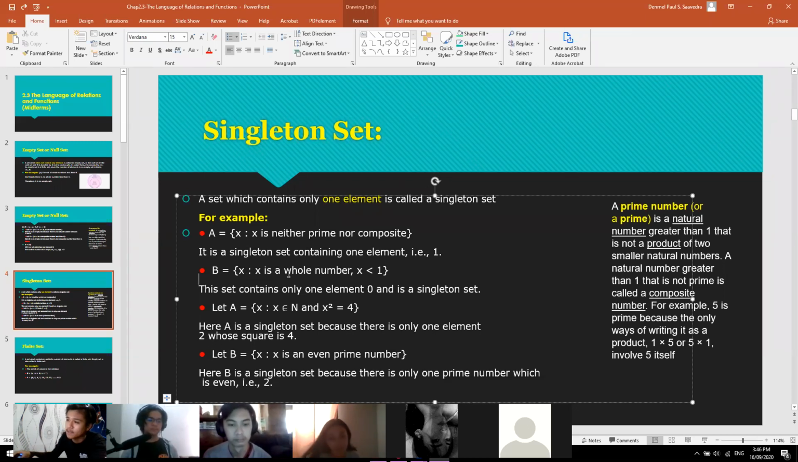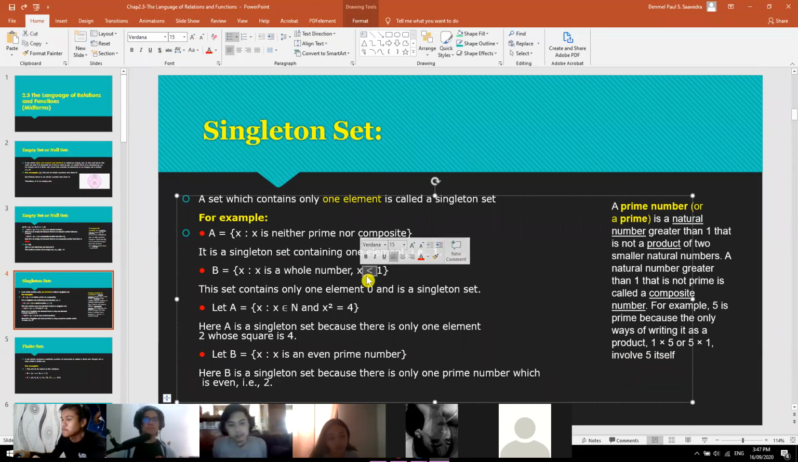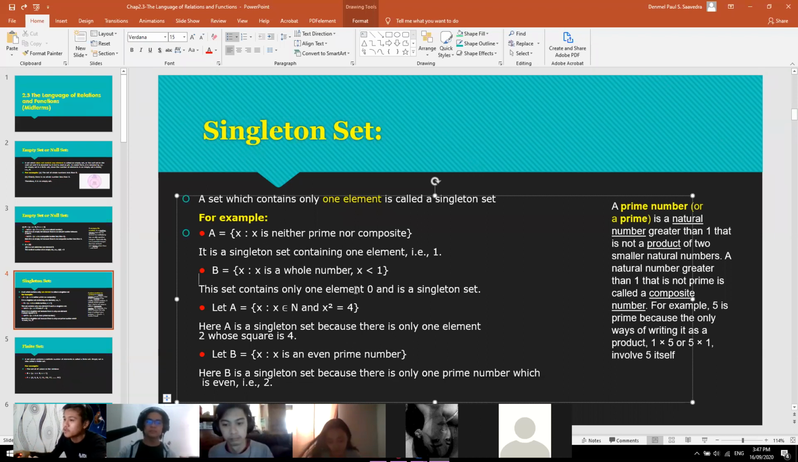Next example is P. So X is a whole number wherein X is less than 1. So again, when we say whole number, it includes 0. So it has an element, but 0 only. So you cannot say that negative 1 is a whole number because that's already an integer. So when we say whole number, 0 and above. It can't be 0 and below. So this set contains only one element, 0, and is a singleton set.